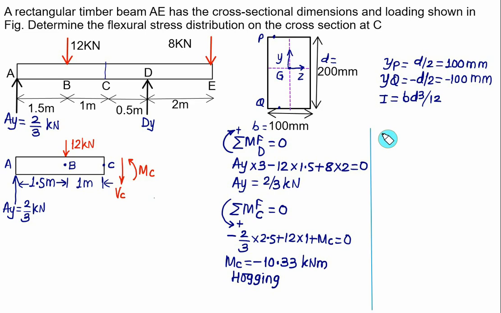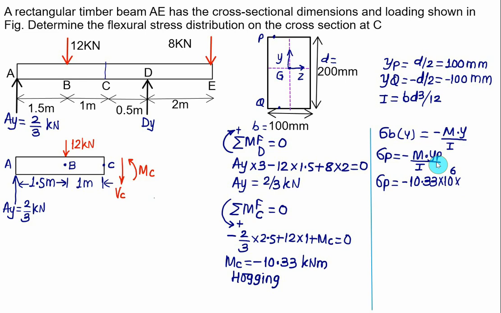In general, the bending stress, that is sigma b, which is a function of y, is given as minus M, that is the bending moment, multiplied by y divided by I. To calculate the value of bending stress at point P, so we have sigma p, that is at point P top fiber, is equal to minus M multiplied by y of point P divided by I. So we have sigma p, that is the bending stress at point P, is minus M, value is 10.33, so we have 10.33 into 10 to the power 6, that will be Newton mm.